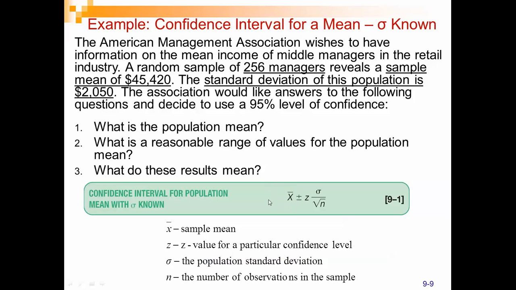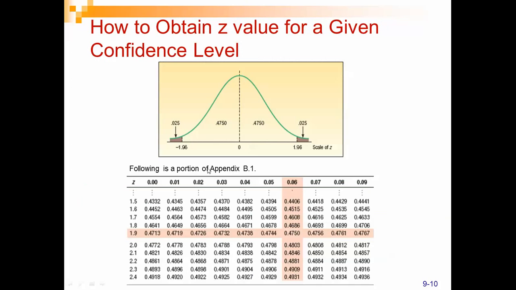Because right now we know what the sample mean is, we know what the population standard deviation is, and we know what n is. Remember, the table on page 764 only gives us the value for half of the distribution. When we create a confidence interval, we want both halves. So we have to take our 95% and break it in half, which comes out to 0.4750. So our z is equal to 1.96.